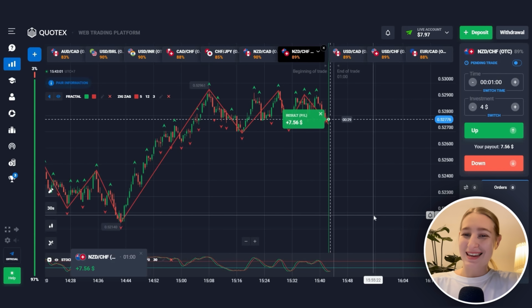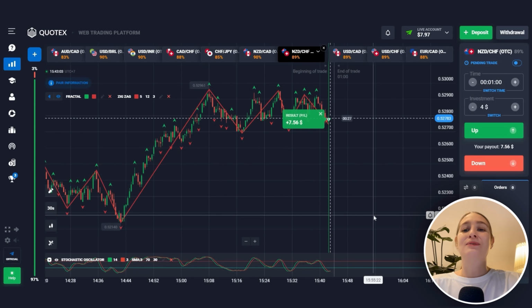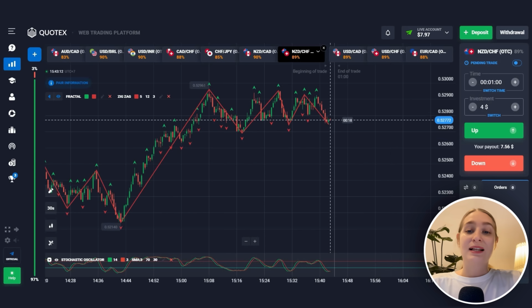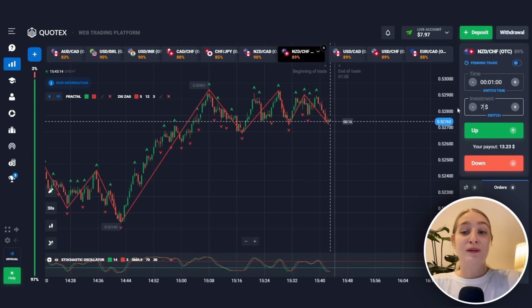Guys, look at this. Our deal is working out great, closing in the plus. There's almost $10 on the balance. It's a very good start, a very good result. Let's put $7 in my investment and go further.